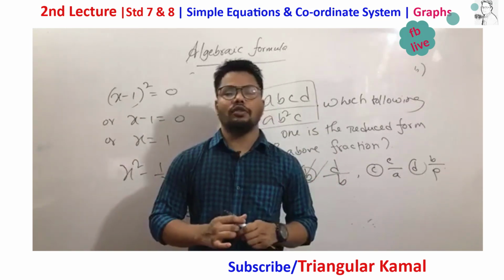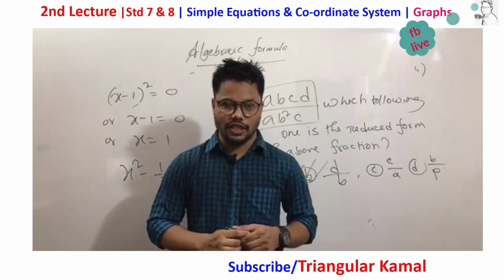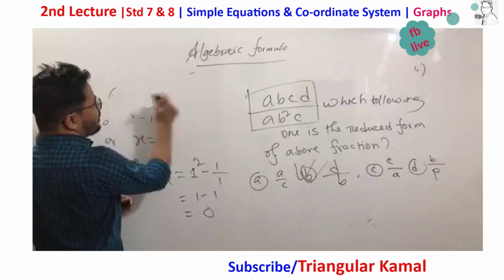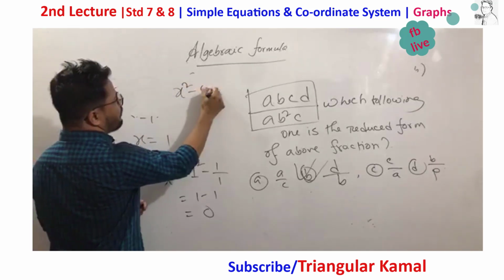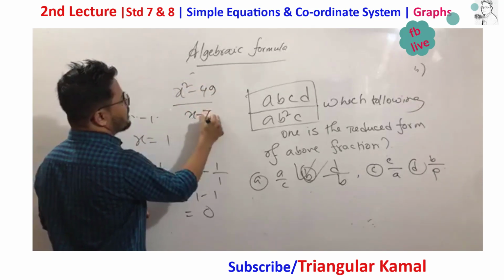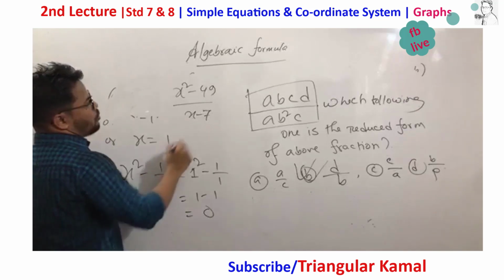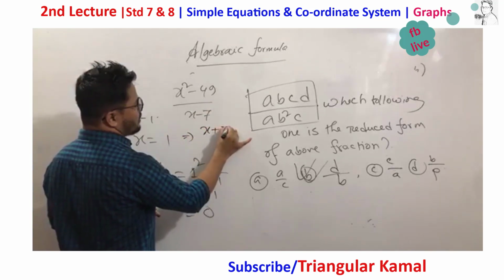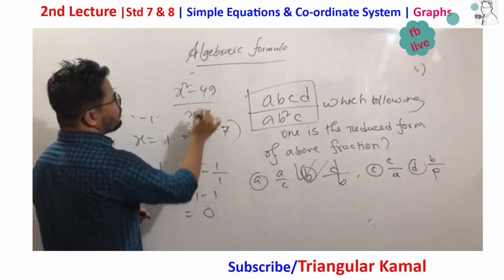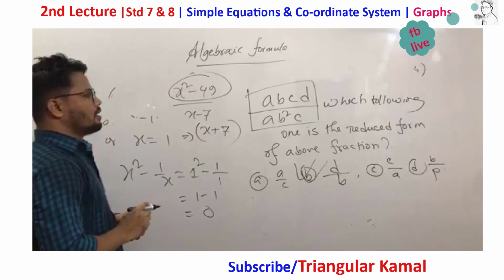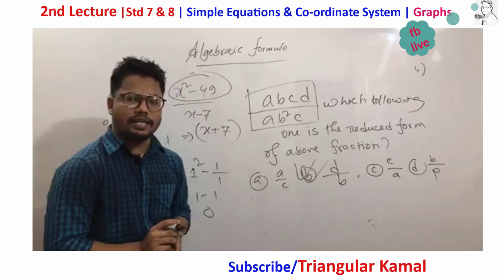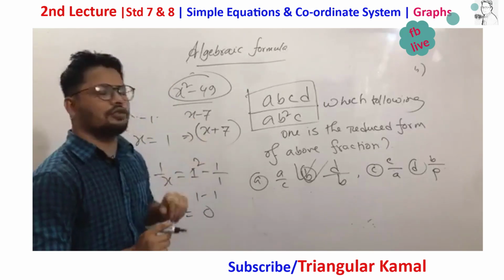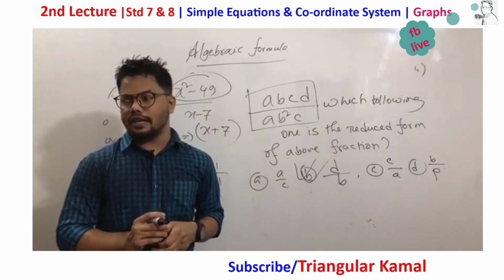You have to know how to find the factorizations. Like this one, another example, if I use here x square minus 49 divided by x minus 7. Which one is the reduced form? Reduced form will be x plus 7. Because here we can apply the formula x plus 7, x minus 7, just divide with x minus 7, the answer will be x plus 7.